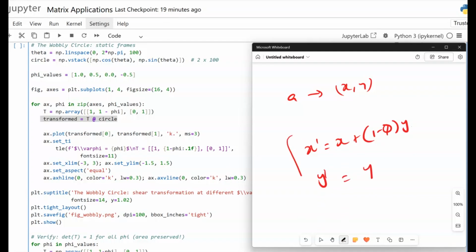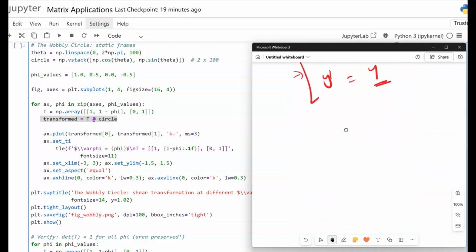So what it resembles is, yes dear friends, the y coordinate remains unchanged, but the x coordinate is shifted proportionally to the y. Okay, so this is a horizontal shear. That is what it shows. And I just want to give you a small piece of information also. Kindly take note, dear friends.